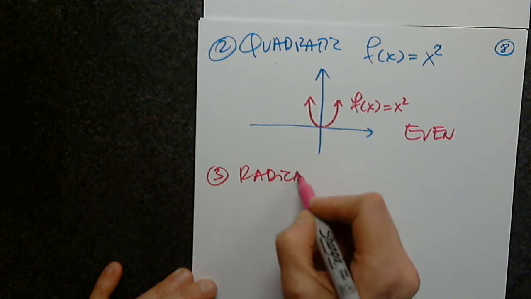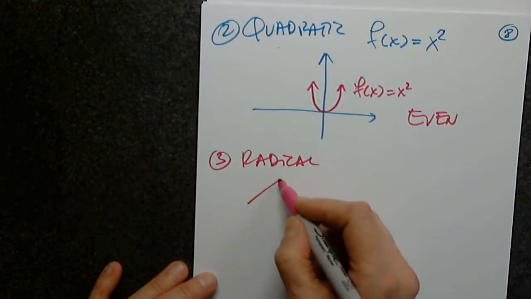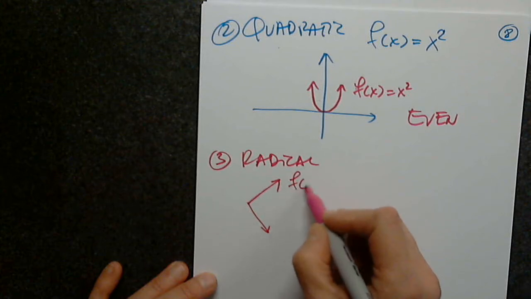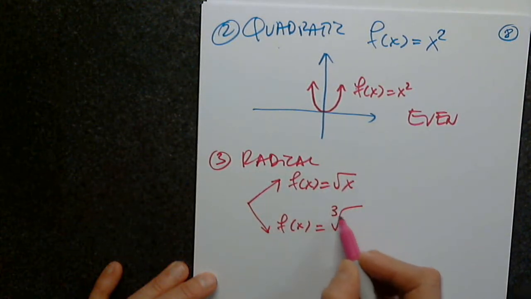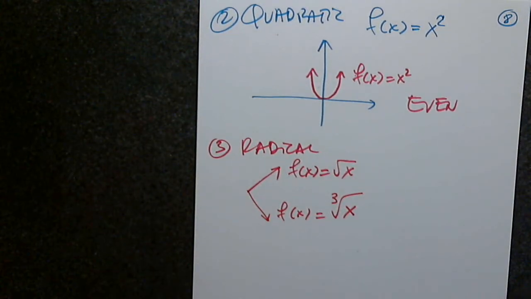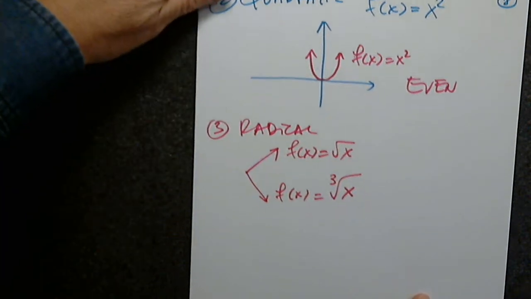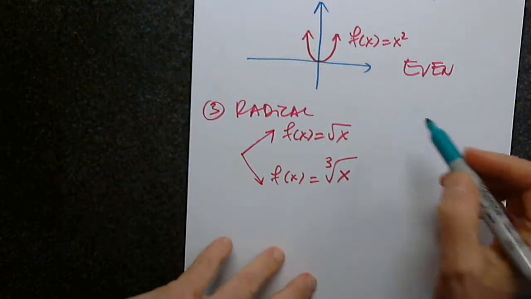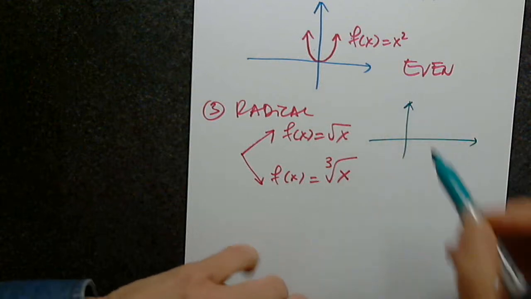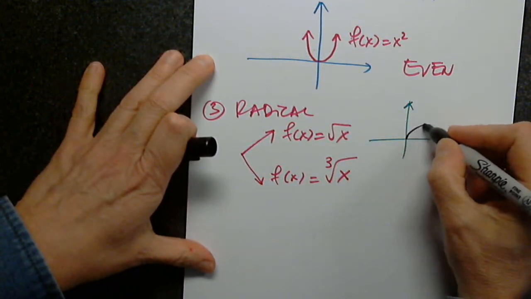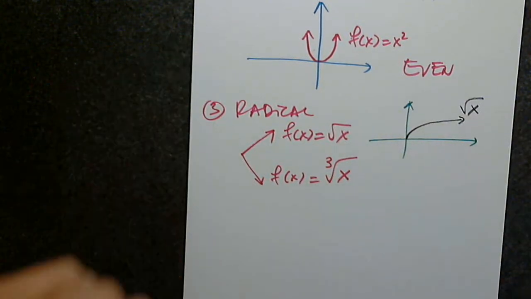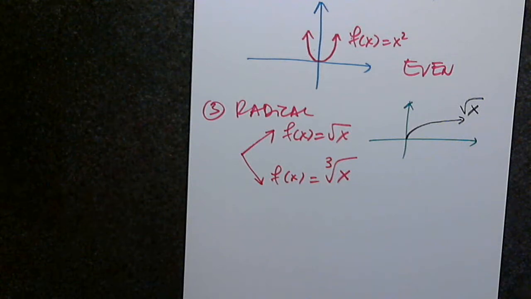Number 3, radical. We have 2 radical functions that we are going to look at. F of x equals the square root of x, and f of x equals the cube root of x. Two radical functions. Here's the graph. Any questions? Megan, go ahead. Any questions, please? Okay. So here it is. This is the square root of x. Odd, even, or none of the above?